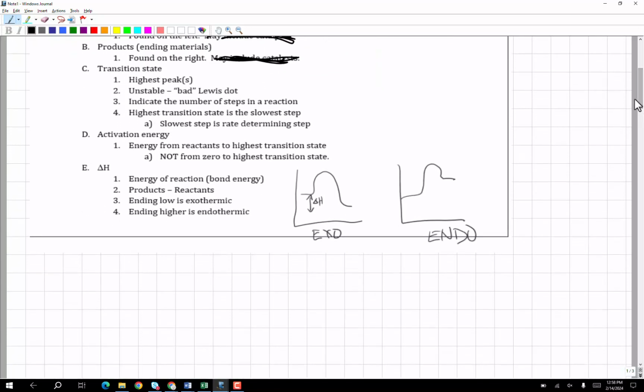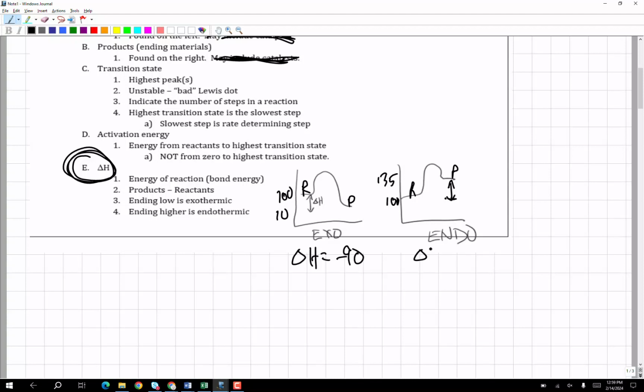Delta H. This is what's really on your test. Delta H is the difference from my reactants to my products. If I put numbers on it, I would just subtract. So if this is 100 and this was 10, delta H equals negative 90 because it went down. And if this is 100 and this is 135, delta H is positive 35 because it went up 35.